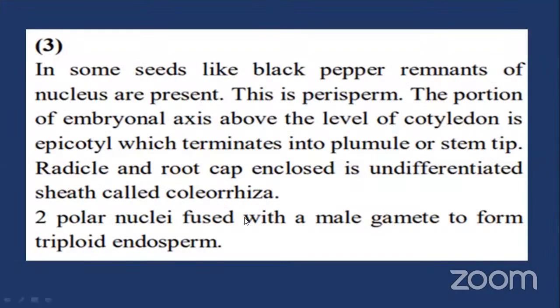In some seeds, like black pepper, remnants of the nucellus are present. This is perisperm. The portion of the embryonic axis above the level of the cotyledon is the epicotyl, which terminates in the plumule or stem tip. Radicle and root cap are enclosed by an undifferentiated sheath called coleorhiza. Two polar nuclei fuse with the male gamete to form a triploid endosperm. Okay, my dear, this is very, very important.